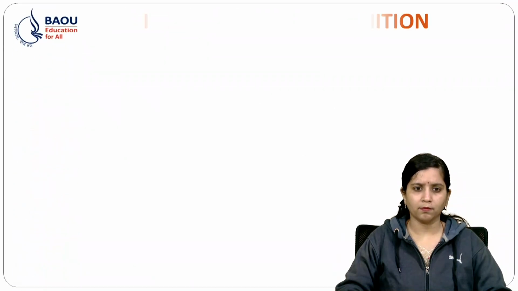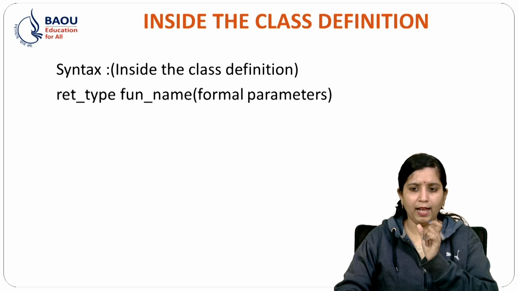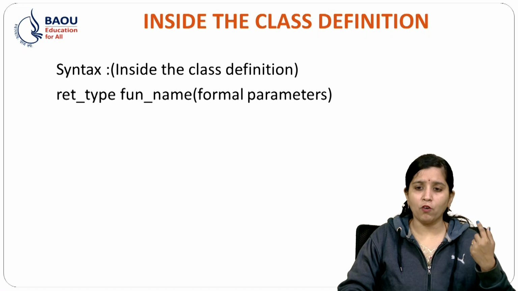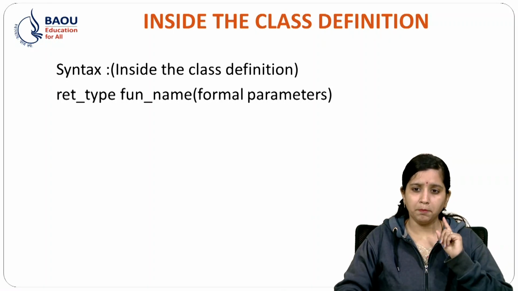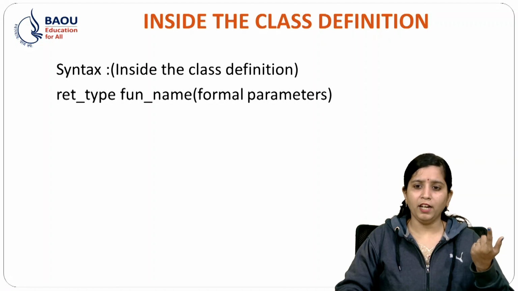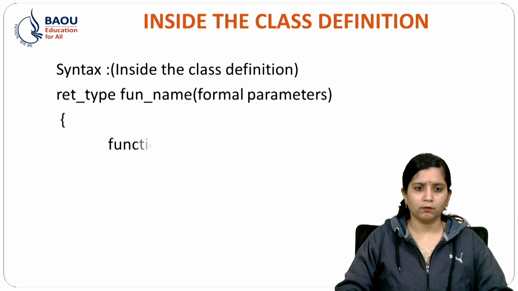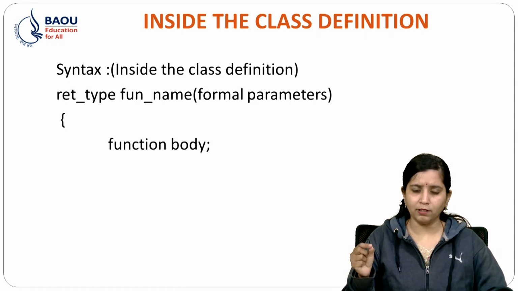Let's see. So first is return type, then function name and the formal parameters. Now I hope you know the difference between formal parameters and the actual parameters. Formal parameters are the parameters used in the functions and the actual parameters are the parameters we pass in the int main function. So over here, return type, function name and formal parameters and then the function body.